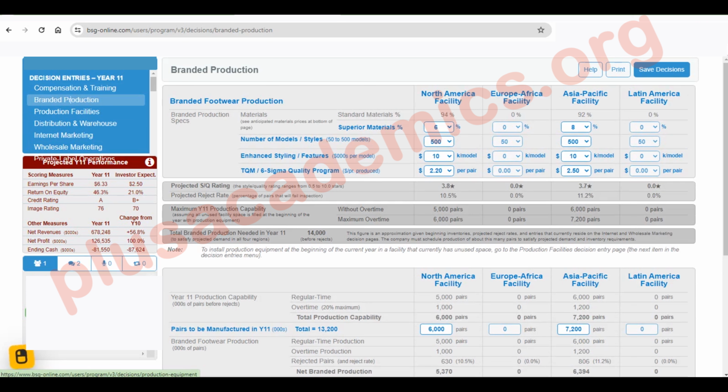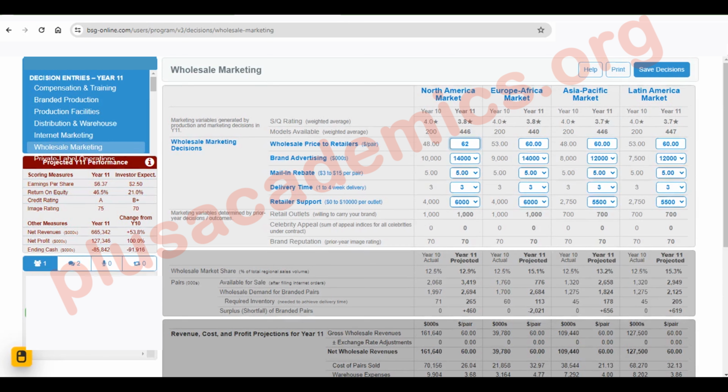Okay, go back to the branded production section of our business strategy game simulation. This time we are going to reduce the number of models in both the North America facility and the Asia Pacific facility from 500 to 450. This is going to help us reduce demand a little bit because we are having very huge demand. All right, after that, go to wholesale marketing, and we are going to increase the wholesale price to 62 in all regions. This further is going to reduce the demand so that we can utilize our capacity fully and make sure that we end up with satisfied customers.